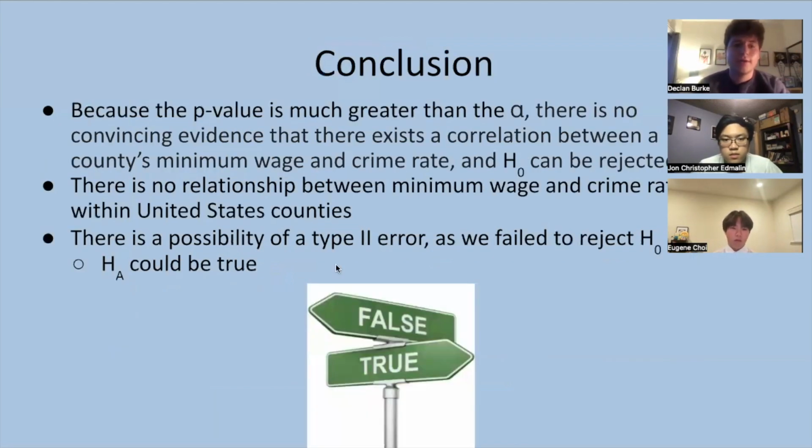So for our conclusion, because the p-value is much greater than the alpha, there is no convincing evidence that there exists a correlation between a county's minimum wage and crime rate. And as a result, we fail to reject the null hypothesis. There is no relationship that we can see in this data between minimum wage and crime rate within the United States counties. Now, since we failed to reject the null hypothesis, there is a possibility of a type 2 error, given the possibility that the alternative is actually true.